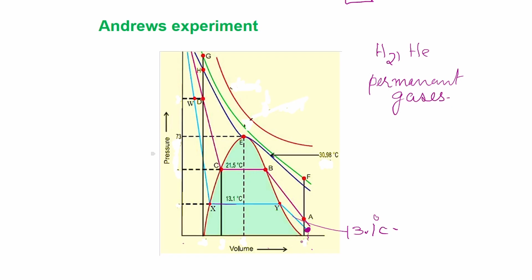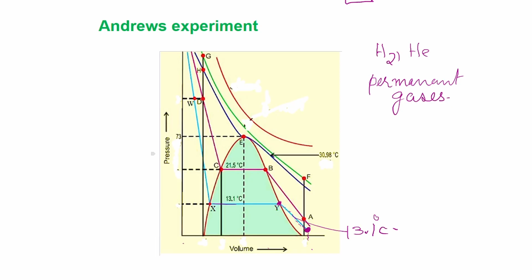Now what I am going to do is apply pressure so that its volume decreases. The temperature is maintained constant at 13.1 degrees Celsius. As I apply pressure, meaning the pressure is increasing, it moves along this curve up to the point Y. Till the point Y. What is happening?